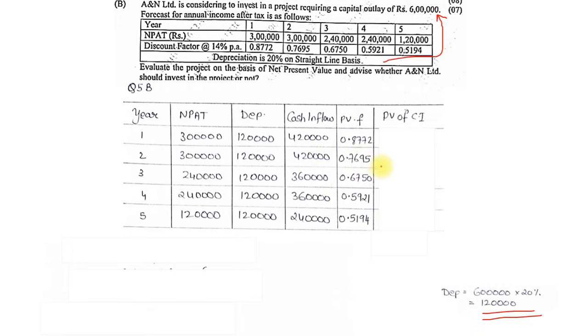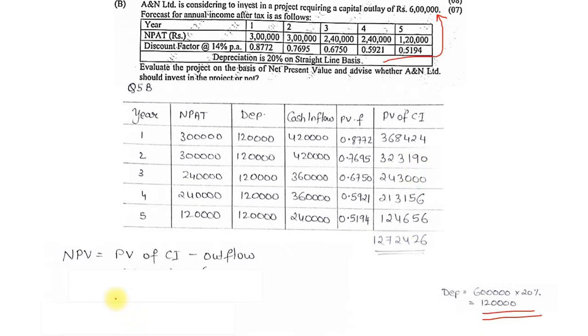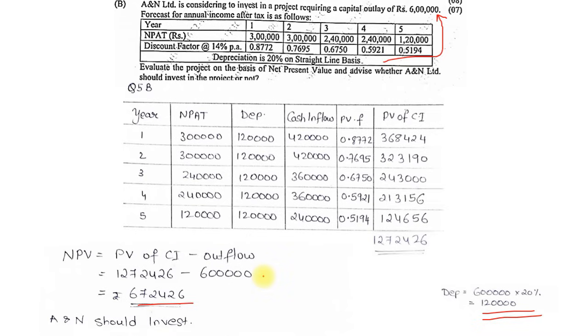Now we multiply them and we get the cash inflow PV, and get the total of that, which comes to 12,72,426. Once you get that, we apply the formula: NPV is nothing but PV of cash inflow minus outflow. 12,72,426 minus 6 lakhs, we get 6,72,426. It is a positive value. So yes, ANN should invest in this particular project. That will be our final answer.